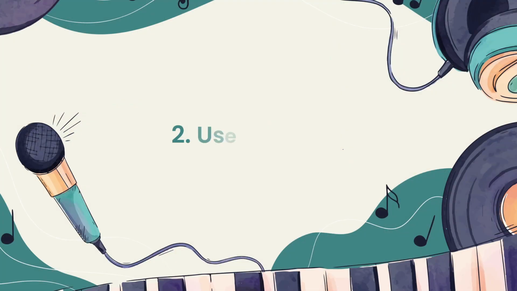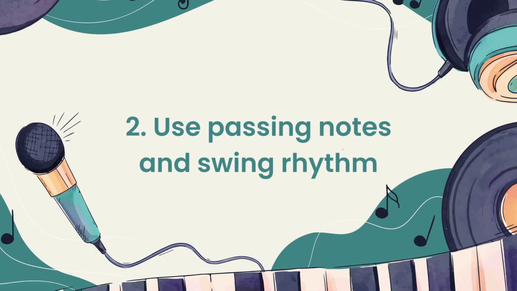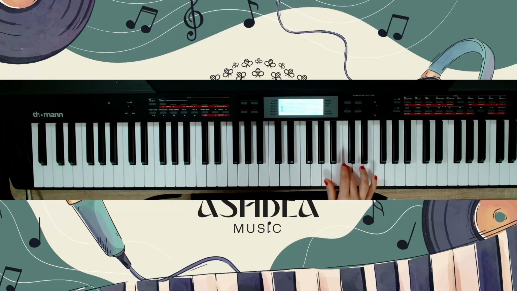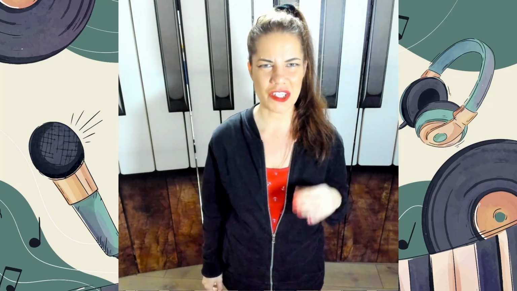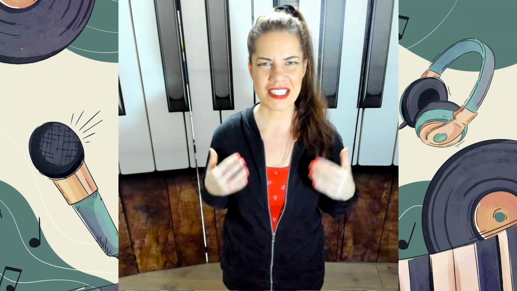Tip number 2, use passing notes and swing rhythm. Don't just stick to the notes of the chord you are currently on, but use passing notes in the right hand and keep that left hand playing chords on beat 2 and 4. Bring in some swing to your playing by syncopating the rhythm for a smooth and cool vibe.